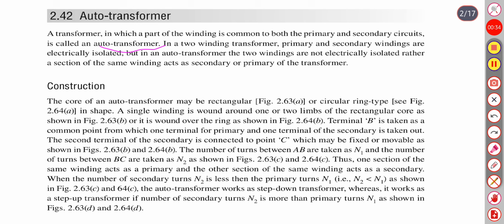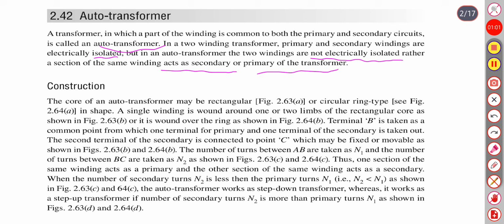In a two-winding transformer, primary and secondary windings are electrically isolated, but in an auto transformer, both are not electrically isolated. Rather, a section of the same winding acts as secondary or primary of the transformer.